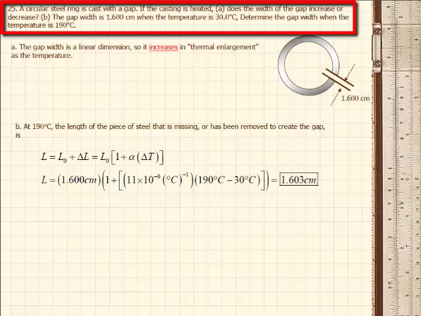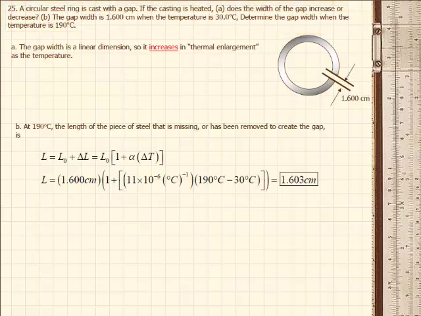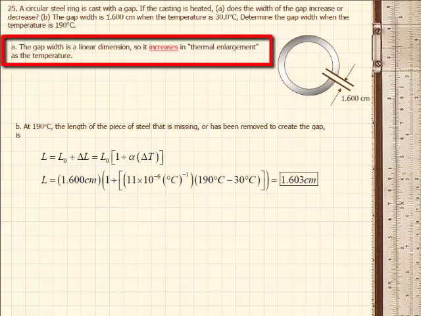So for the first one, does the width of the gap increase or decrease? Well, if you remember reading the section in your textbook that talks about what goes on in terms of size of openings and how the geometry and the form actually changes with heat, with this particular instance, the gap width is a linear dimension. So it increases in thermal enlargement as the temperature increases. Okay, so it increases.